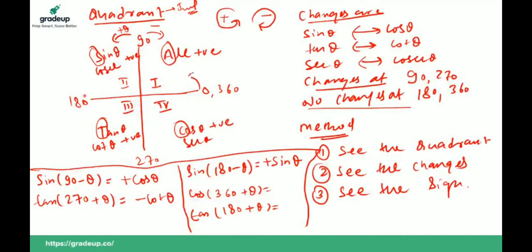Now cos 360 plus theta. Which quadrant is 360 plus theta? First quadrant. At 360 there will be no change. Cos theta will remain cos theta, and cos theta is positive in the first quadrant. Now tan 180 plus theta: 180 plus theta is the third quadrant, and in the third quadrant tan theta remains tan theta and is positive. So this is the answer.